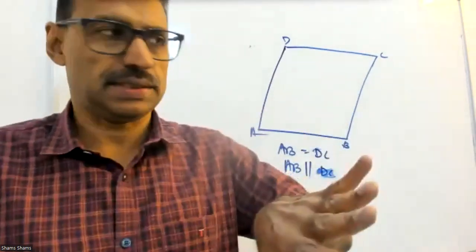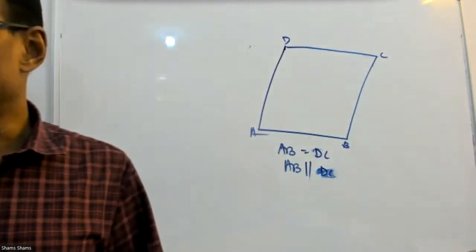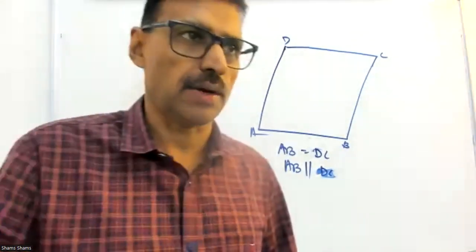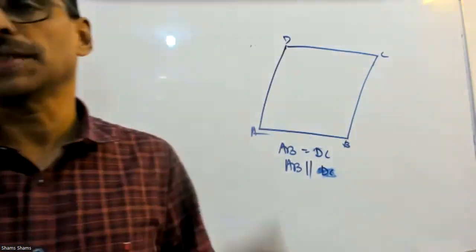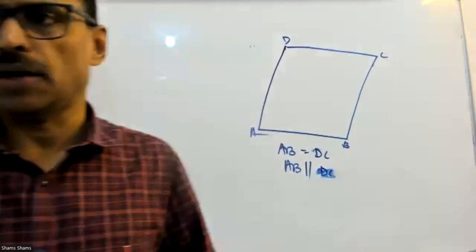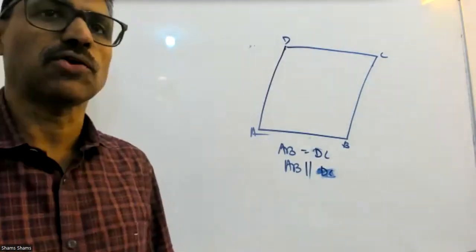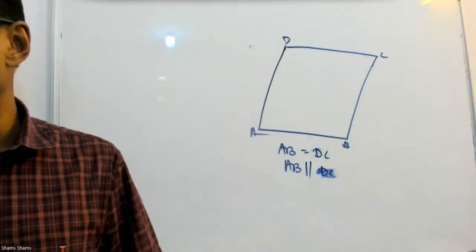Okay. Converse. If opposite sides are equal, it is a parallelogram. If opposite sides are parallel, it is a parallelogram. If opposite angles are equal, it is a parallelogram. If diagonals bisect each other, it is a parallelogram. Last and final, if a pair of opposite sides is equal and parallel, it is a parallelogram. Clear now? Now we are going to write the questions. Okay, starting the questions now.